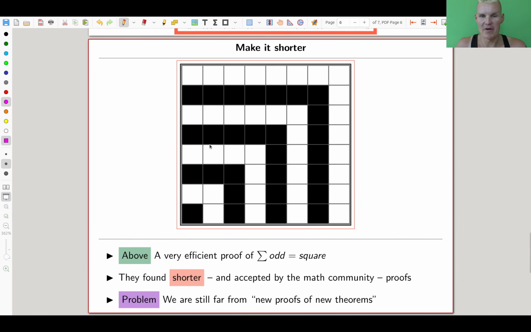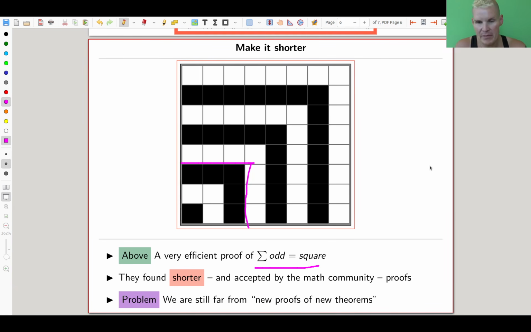So here, my favorite picture, a very efficient proof that the sum of the odd numbers will be a square. Yeah? 1 is a square. 1 plus 3 is a square. 1 plus 3 plus 5 is a square. And you literally just see that. So very efficient proof. And the main upshot is that they really found these new shorter proofs of known things. Admittedly, everything was known, but shorter proofs.